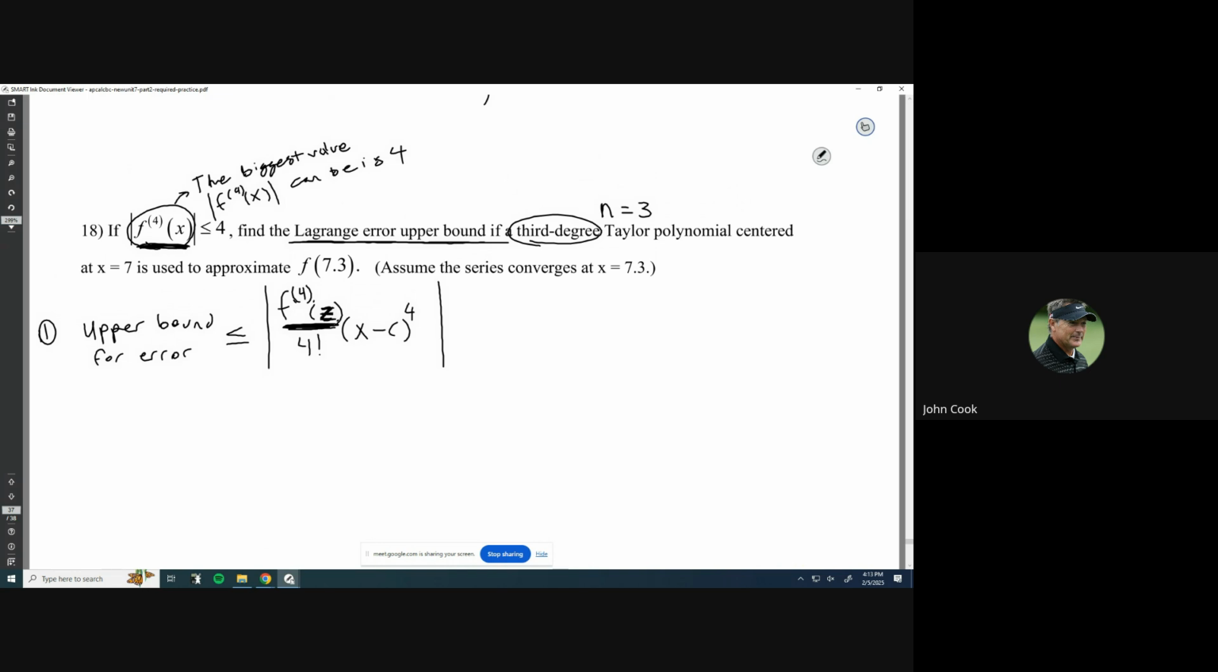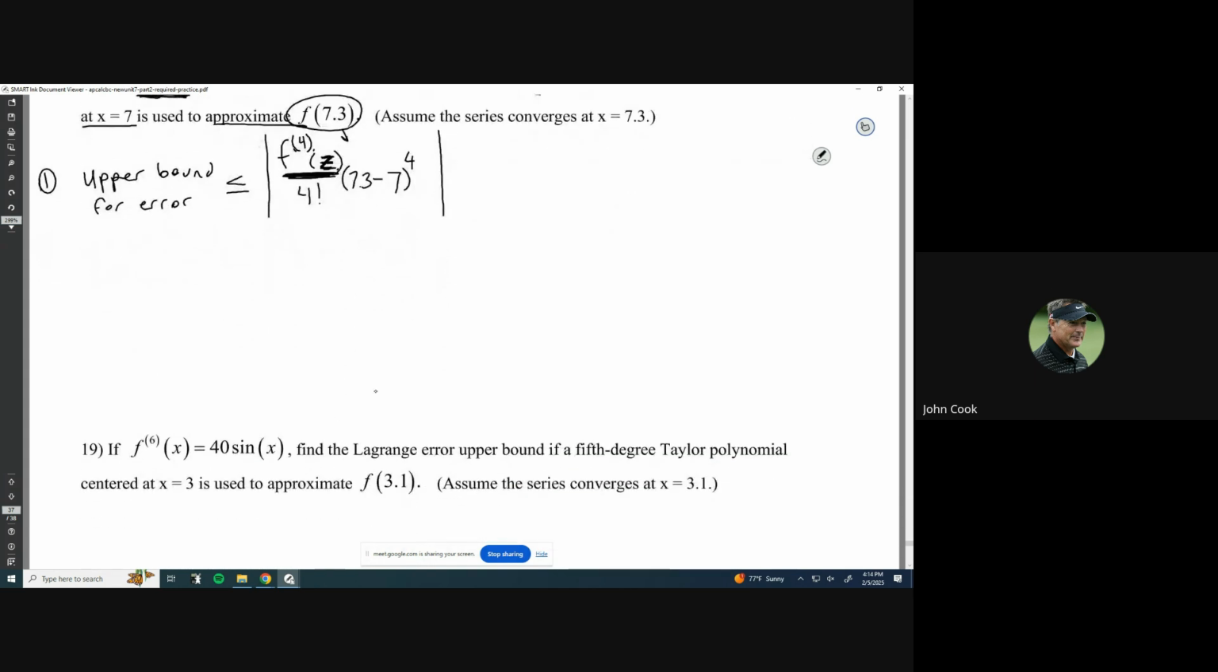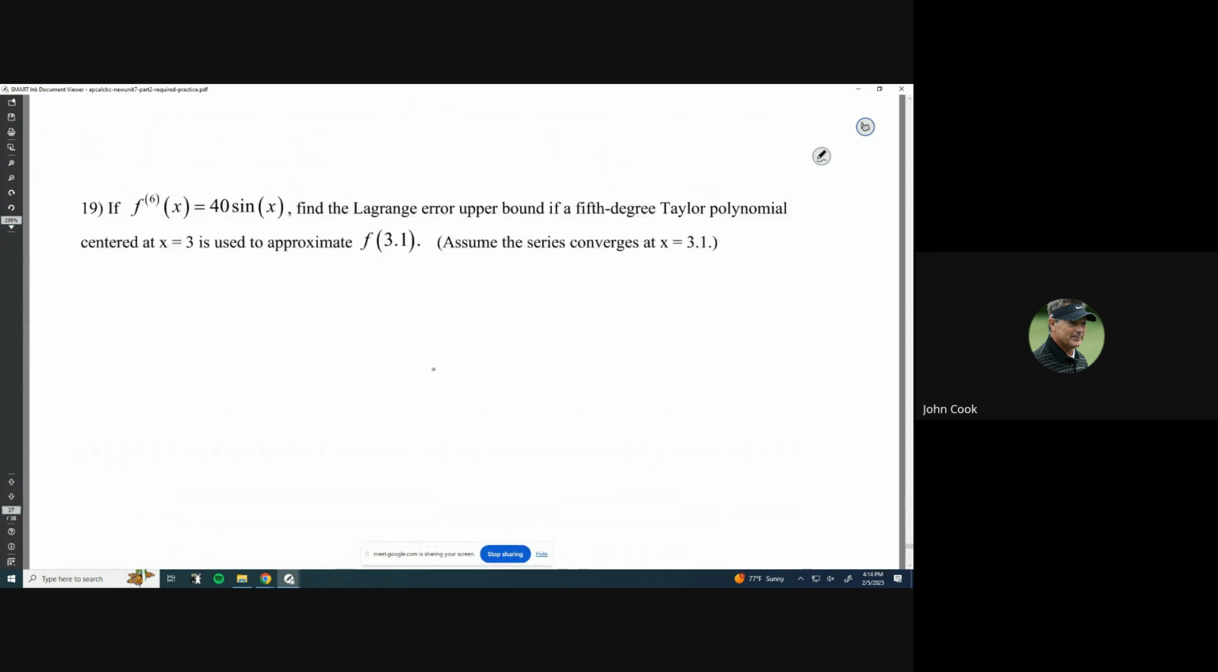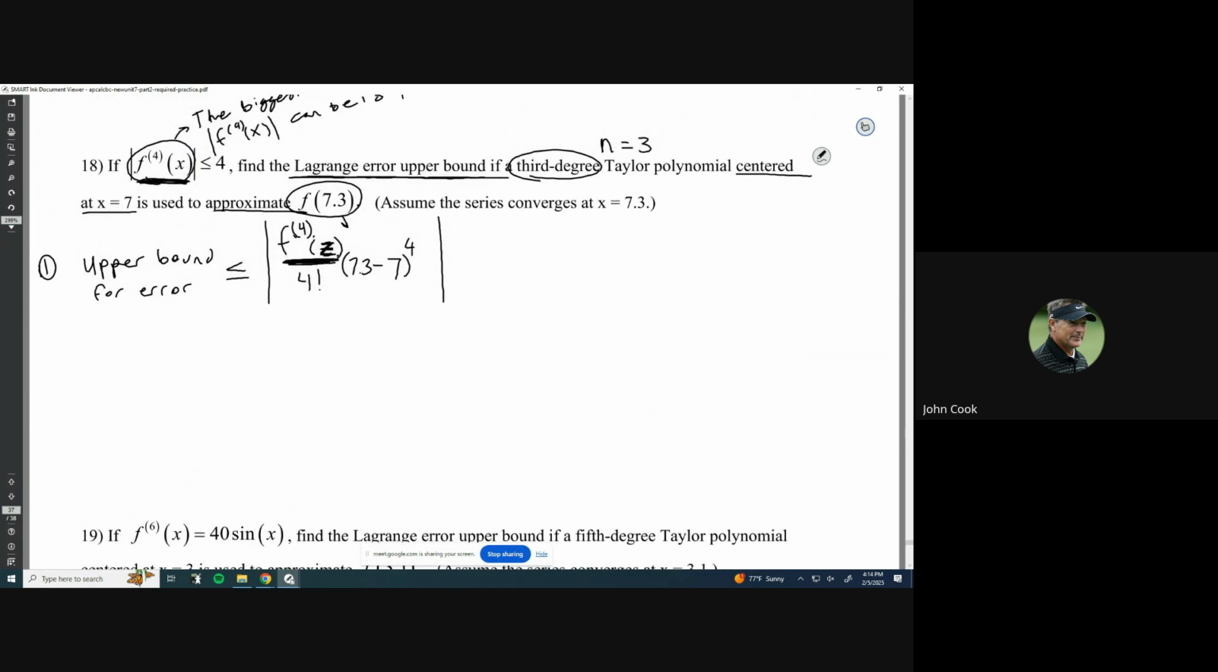Like C is the center. Can you see where it says centered? Yeah, centered at x equals 7. So that means that C is equal to 7 in this case. There we go. And then x, I'm always going to find from where it's approximating around. If it's approximating around this function right here, f of 7.3, 7.3 is the x value. So I'm going to put a 7.3 right there. And you'll see this is consistent for number 19 as well. And I believe number 20. Yeah, number 20 as well. Okay, so there we go.